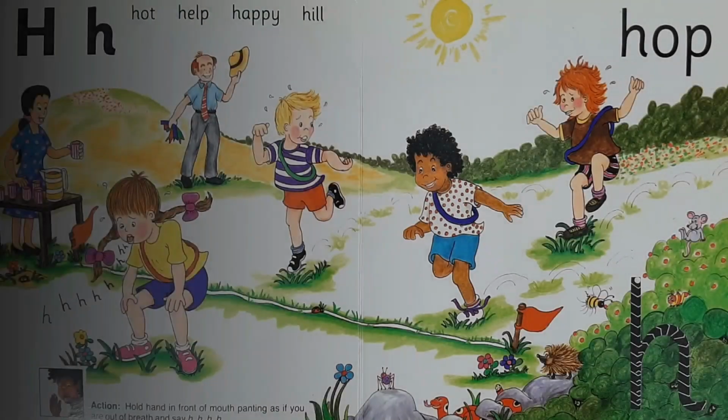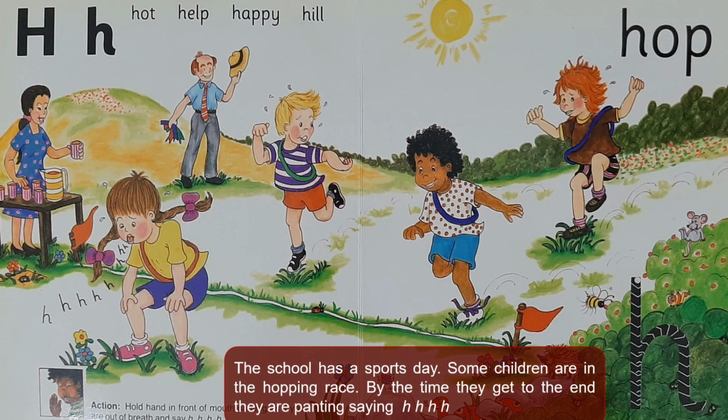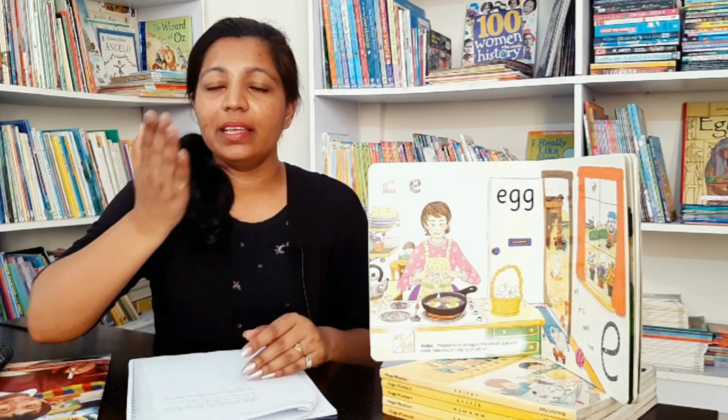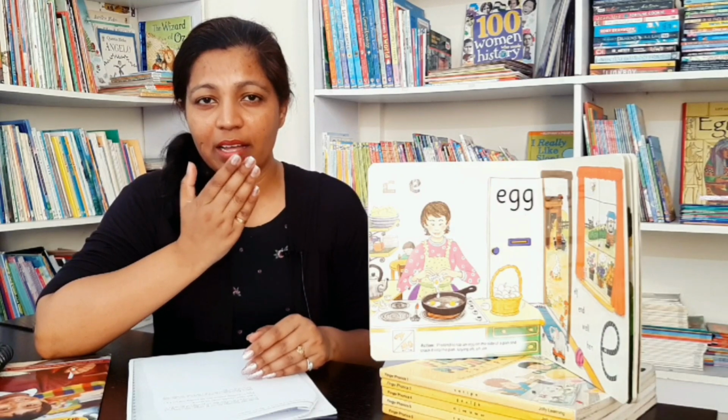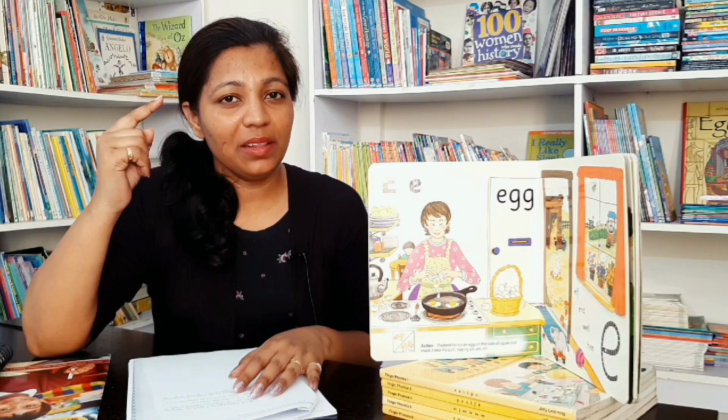Moving on to the next letter sound. Let's start with the story first. The school has a sports day. Some children are in the hopping race. By the time they get to the end, they are panting. So the children will pretend that they are panting, they are tired. It is not a proper sound, it's just like the blow of air that we learnt in the P sound. Got it? Let's move on to the next letter sound.